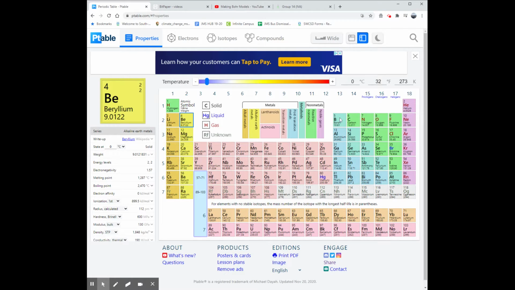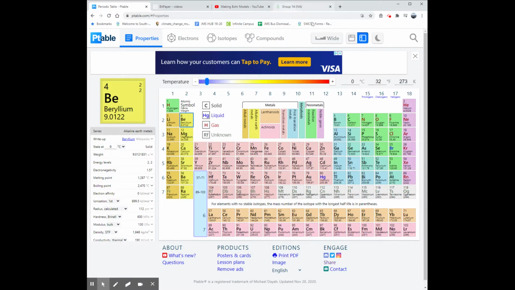Boron is going to have 3 electrons in its outer shell. It's still easier for boron to lose 3 electrons than it is to gain 5 electrons. So boron and its entire column, its entire group 13, are also going to form positive ions.